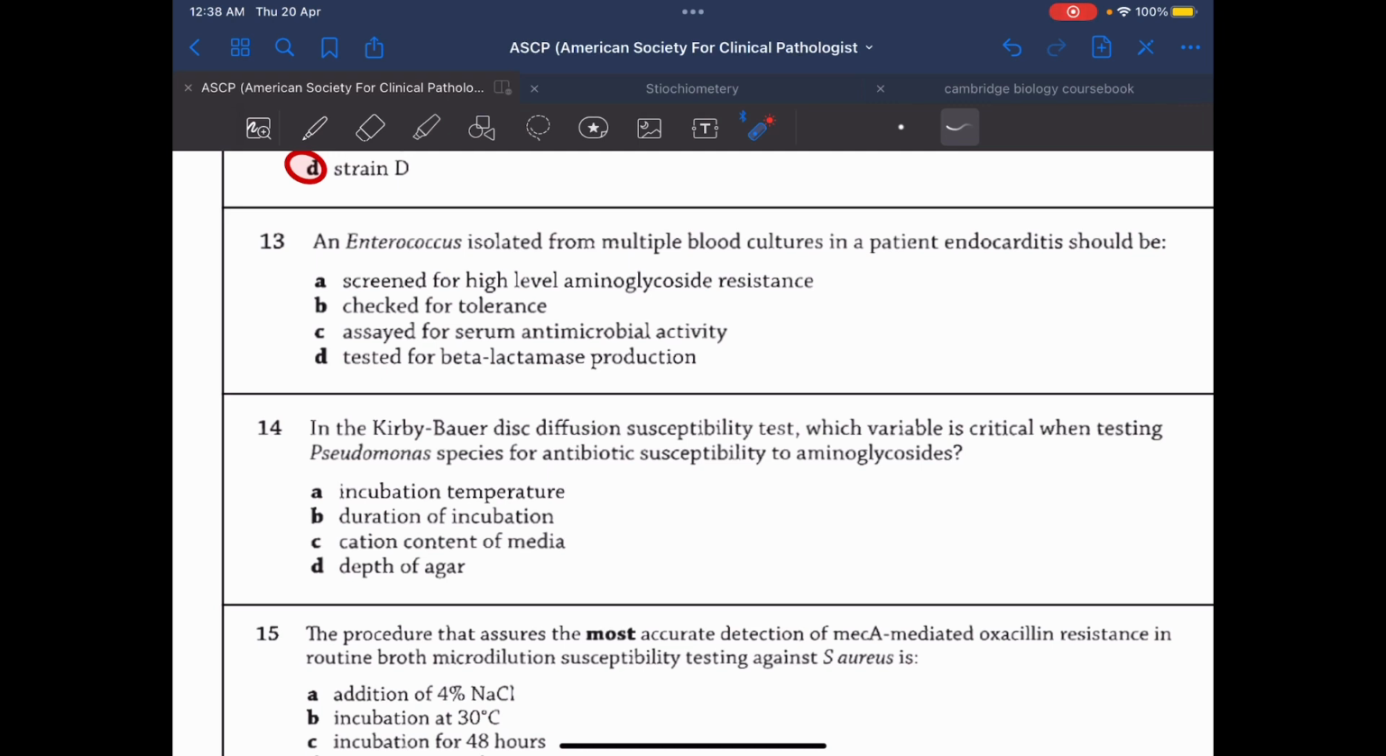It is important to detect aminoglycoside and beta-lactam resistance in these cases. Enterococci have intrinsic moderate level resistance to aminoglycosides. Acquired resistance corresponds to very high MIC, greater than 500 microgram per ml for gentamicin, and is termed high-level resistance. So the correct answer is A. Should be screened for high-level aminoglycoside resistance.